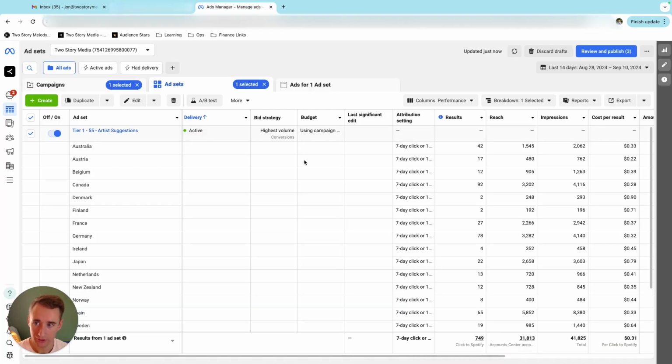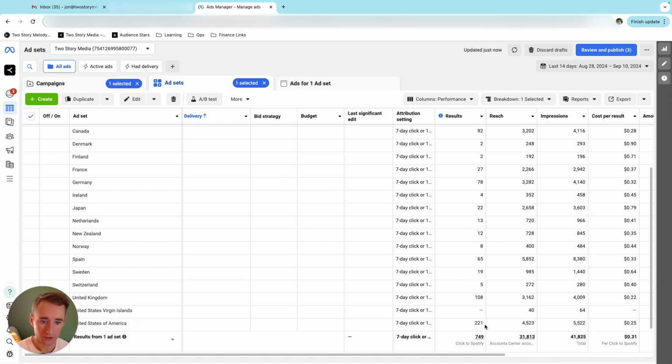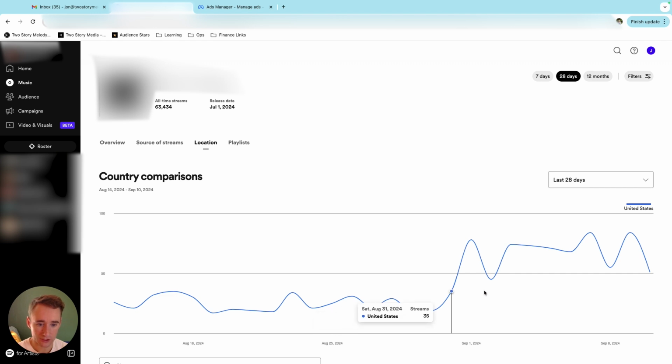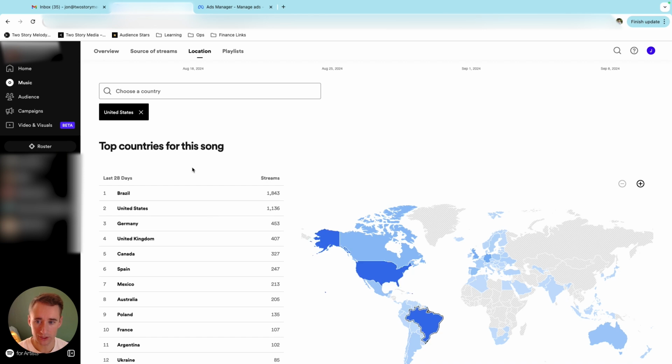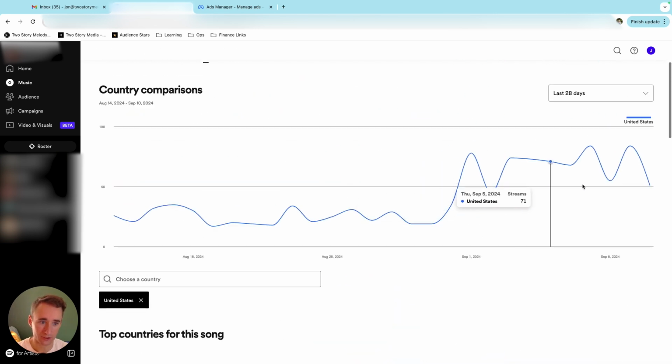So last but not least, here's another campaign that I'm running for a client, and you can see here the country breakdown. And really in the last week or so, the US has started to dominate the clicks that this client is getting. So this is over the last 14 days. And when we go to Spotify for Artists, we can see that over the last week or so, this blue line is the US. We can see that it has picked up, and we're getting a bunch of streams over that same time period where we were starting to see the US start to dominate in the ads. If we go here and look at the top countries for the song, 1,136 streams over the last 28 days. So basically we're seeing no red flags, and if we look at this trend line, it's looking pretty close to what we would expect to see if those clicks on the ads were actually translating into streams and listeners.